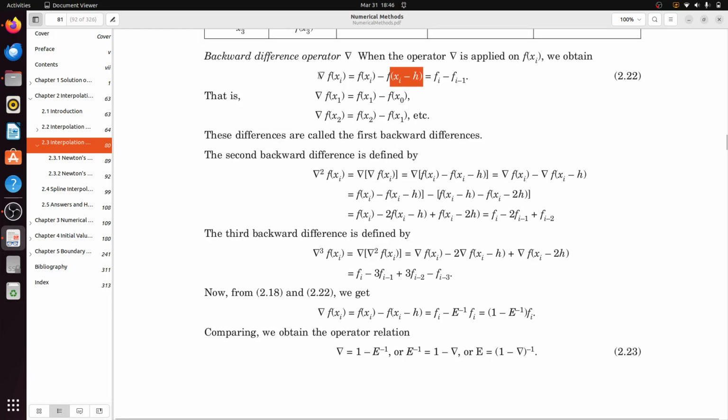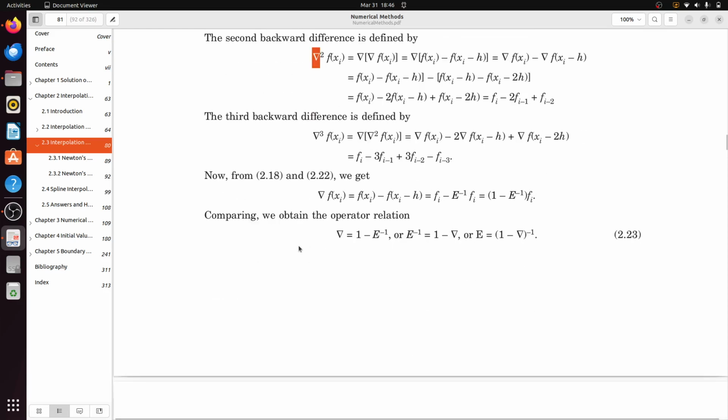So that is actually the backward difference operator. First you take f of xi, then subtract f of xi minus h from this f of xi function. So that will be the backward difference operator. Similarly, you can take 2 and so on, and you can determine the nabla square operator or nabla cube operator.